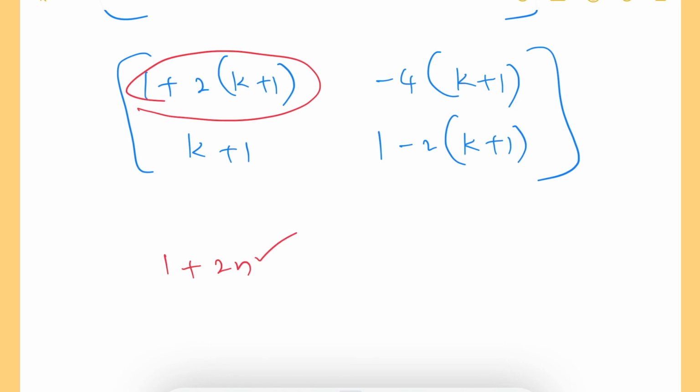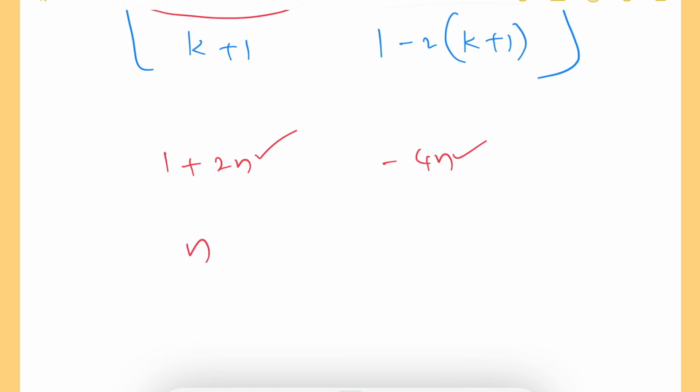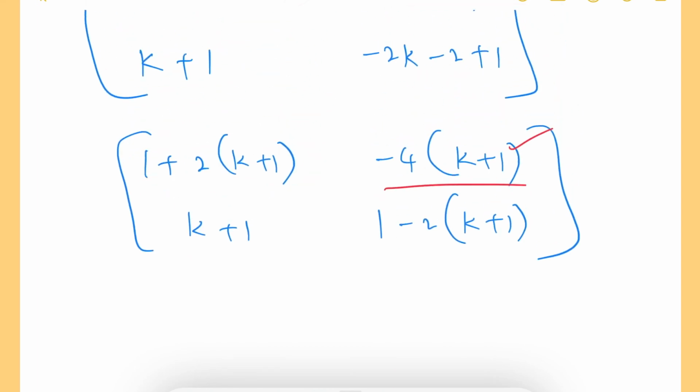Where n is nothing but k plus 1, this is in the form of minus 4n. N is nothing but k plus 1, then this is in the form of n. N is nothing but k plus 1, and this last one is in the form of 1 minus 2n. So this is what exactly they are asking to show. So we can say that the statement is true for n equals k plus 1.